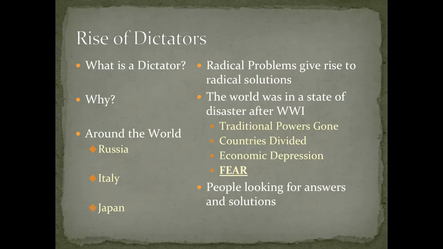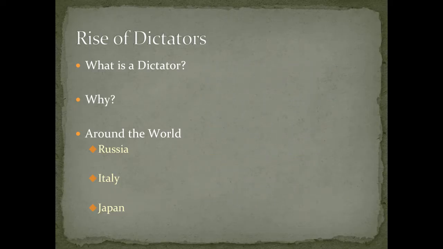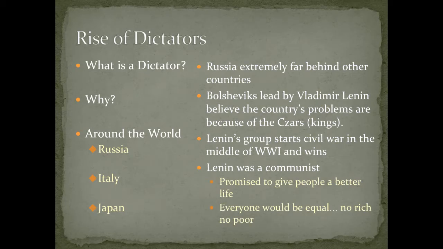They may have been radical and they may have been completely bad and horrible and wrong to us, but to these people who were desperate, they were answers. They were something that they could cling to. So as we begin, let's look at the first one. The first dictator to really rise is going to come out of Russia. One thing we need to understand about Russia is that Russia is extremely far behind other countries, okay?